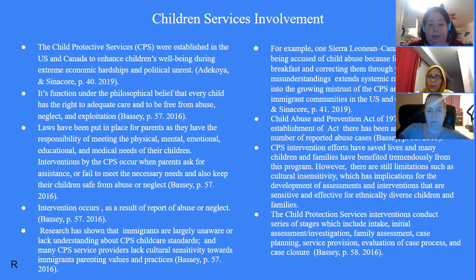And also here we have the Child Prevention Act established in 1974. Since the establishment of this act, there has been an increase in the number of reported cases to children protective services. And child protection services intervention goes through a series of stages, such as intake, initial assessment, investigation, family assessment, case planning, service provision, and evaluation of the case process and case closure. It's a lot, you can read through it.